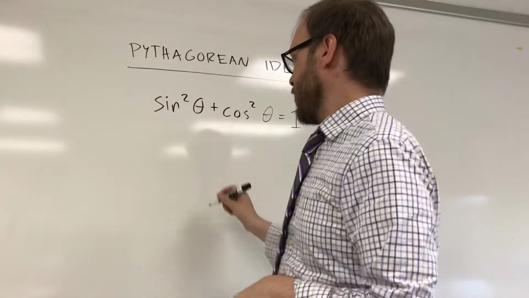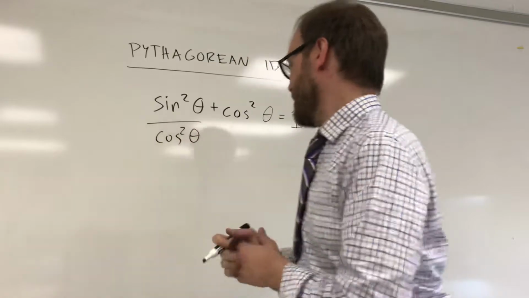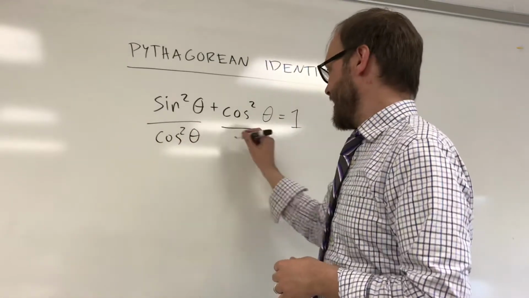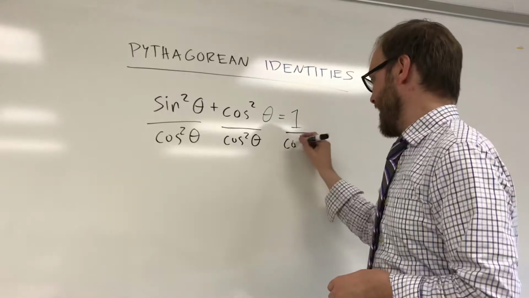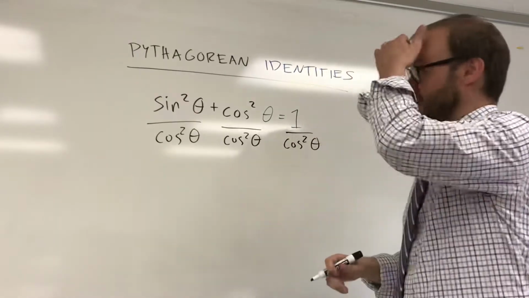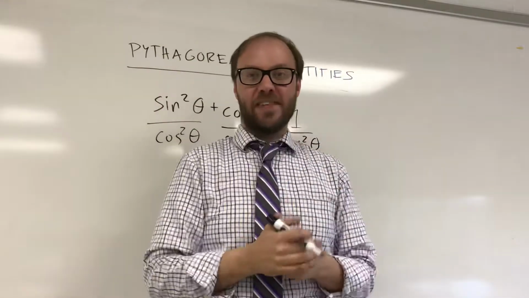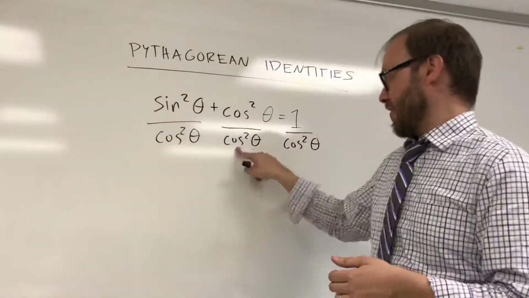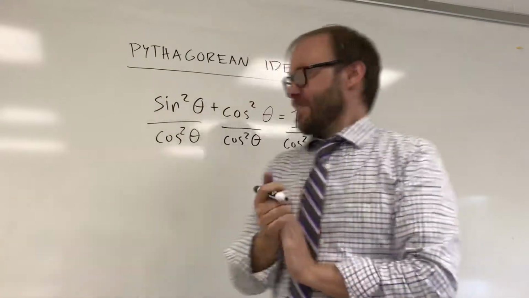I'm going to divide this by the cosine squared of theta. I'm going to divide this by the cosine squared of theta. And I'm going to divide this by the cosine squared of theta. If I have an equation, every single term can be divided by the same thing. So I'm dividing all by the cosine of the same angle, that whole statement squared. And we can simplify this down.